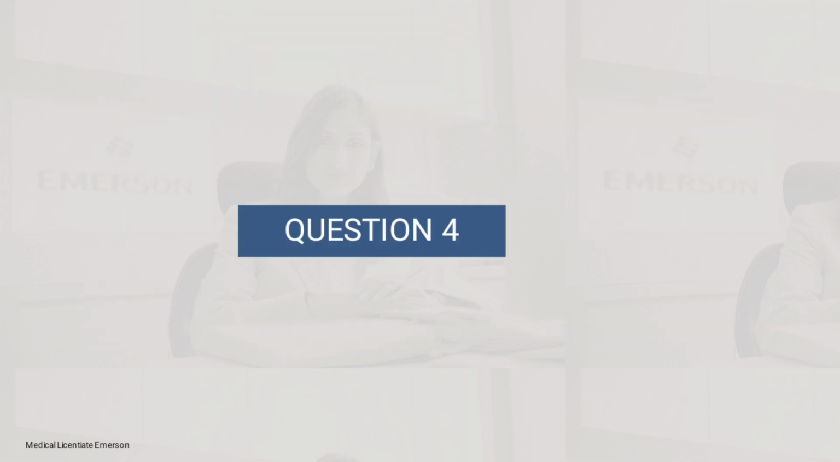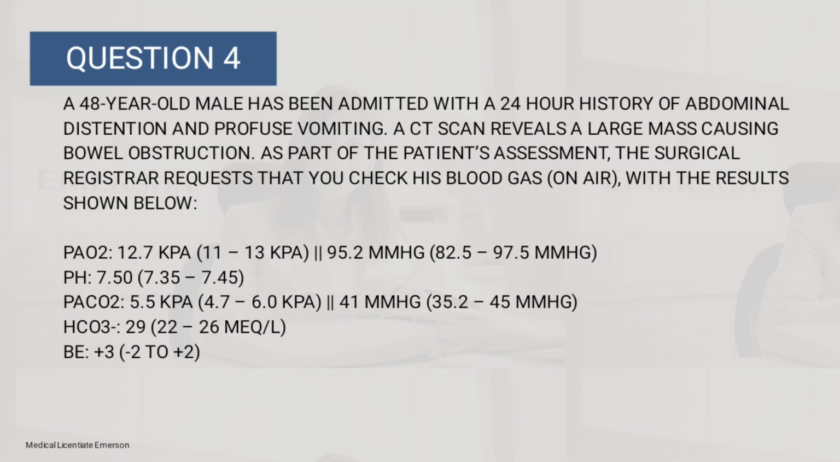Then let's go to question 4. So question 4 says the 48-year-old male has been admitted with a 24-hour history of abdominal distension and profuse vomiting. The CT scan reveals a large mass causing bowel obstruction. As part of the patient's assessment, the surgical registrar suggests that you check his blood gas on air, with the results shown below.